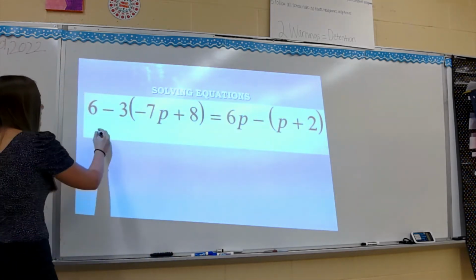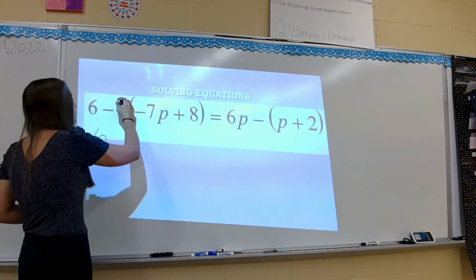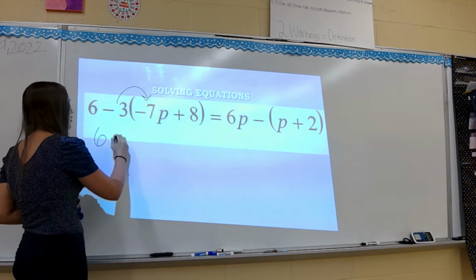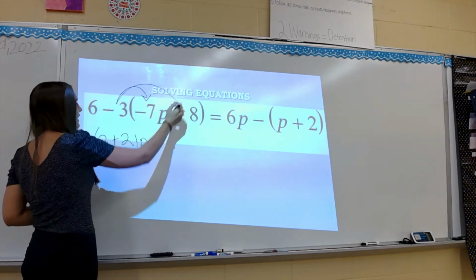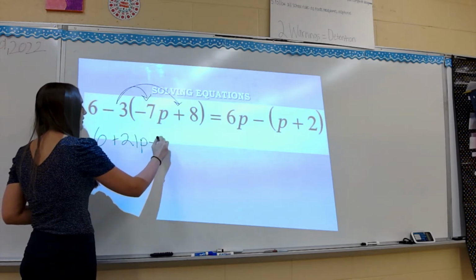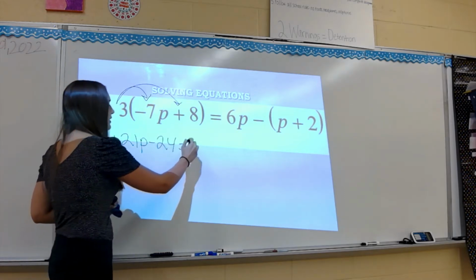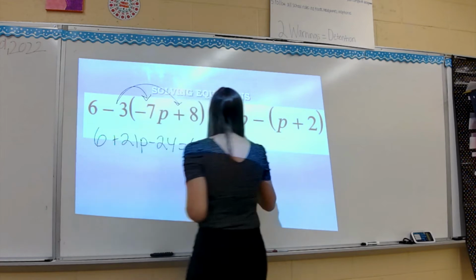So here I'm going to leave the 6 where it is. I'm going to do -3 times -7, which is positive 21p. I'm going to do -3 times 8, which is -24, equals 6p stays the same.